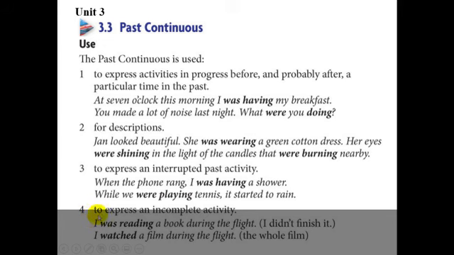Fourth, to express an incomplete activity, I was reading a book during the flight, so I didn't finish reading it, right? I watched a film during the flight. Because it's past simple here, so I watched the whole film.